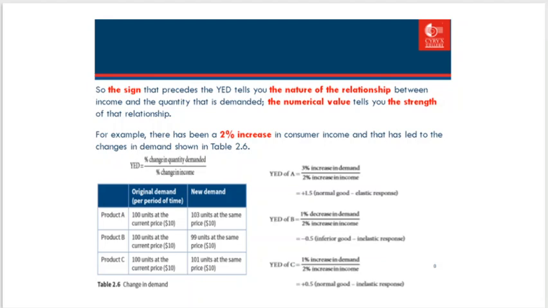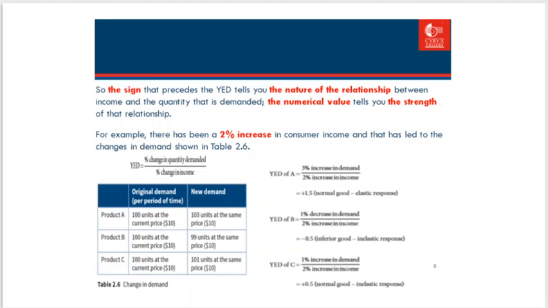For example, there has been a 2% increase in consumer income and that has led to the changes in demand shown in table 2.6. Now let's discuss table 2.6. How to get income elasticity of demand, or YED? YED equals percentage change in quantity demanded divided by percentage change in income. In this case, it's mentioned income has been increased by 2%.